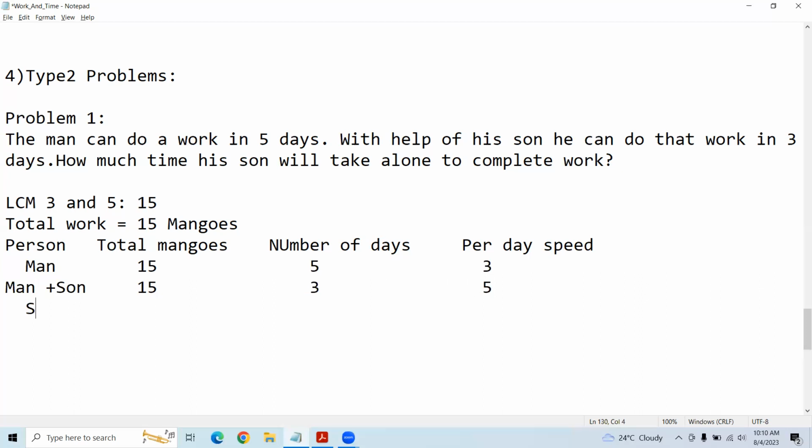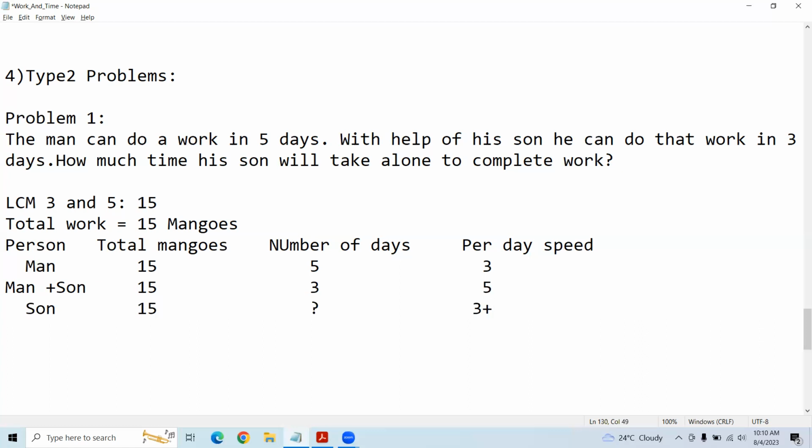So now we are going to solve for son. Their mangoes will remain constant, 15. We have to find how many number of days. First of all, you need to find the speed. So you see here, man alone speed is 3. So man alone eats 3 mangoes in one day. And with the help of son, he is eating 5. So how much is his son eating?